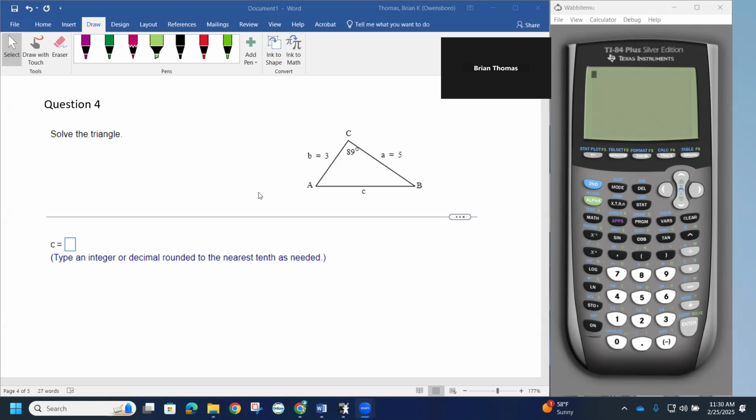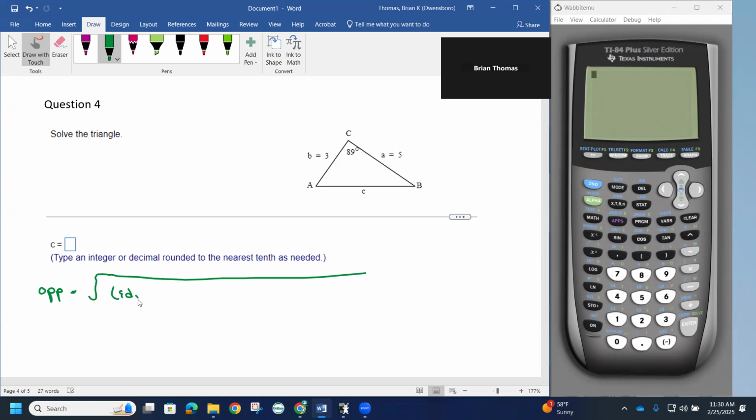So remember, there's a formula that says if I want to find the opposite side, the law of cosines, to find the opposite side, if you will, is going to be the square root of the adjacent squared plus the adjacent squared minus 2 times the adjacent times the adjacent times the cosine of the opposite angle. So it's a big old formula there.